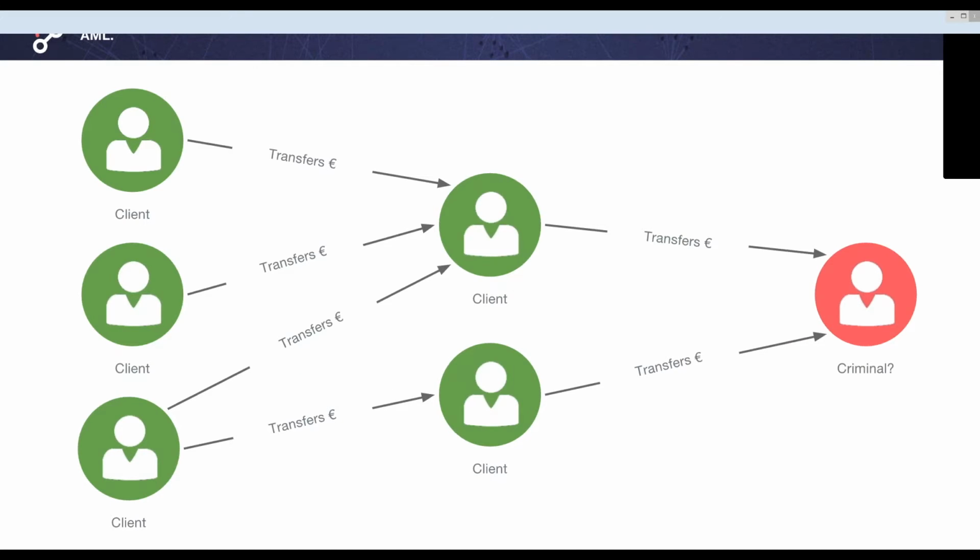But similarly, in anti-money laundering, we are interested in money transfers between normal customers and people on watch lists or politically exposed persons. And here, for example, we can see that we have a number of persons, clients on the left, who are actually transferring money to other persons who are themselves transferring the money to a criminal. As a bank, I want to know this set of connections to be able to stop the transactions and avoid being indirectly in business with a criminal.